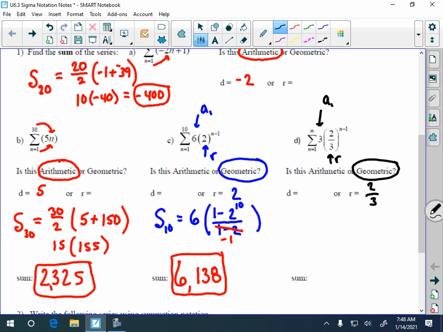So that's the S infinity equals a1 divided by 1 minus r. So a1 is 3, 1 minus r, 2/3. All right, so then 1 minus 2/3, well, 1 is the same as 3/3, and 3/3 minus 2/3 is 1/3. And 3 divided by 1/3, you can put that in the calculator, but 3 divided by 1/3 is going to be 9. So that's the sum of the series, 9.